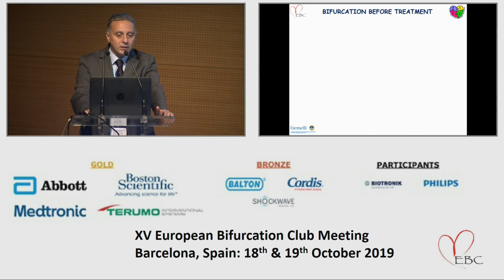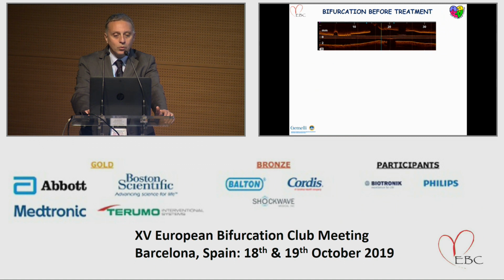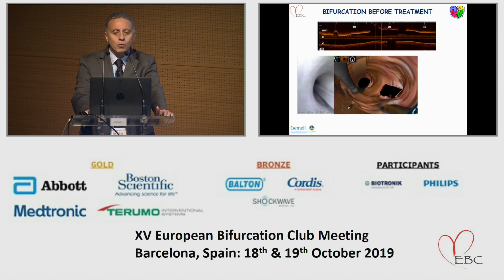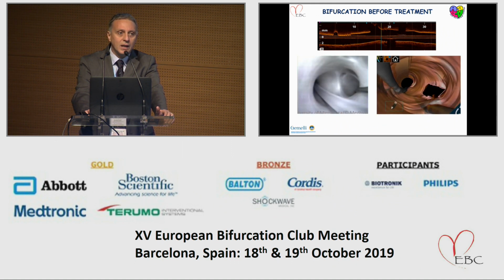Then we enter inside the bifurcation, and we perform OCT routinely. This is what we image with the OCT at the bifurcations. On the top you have the long axis reconstruction, but when you enter the latest cutting-edge 3D reconstruction of the OCT machine, you have this visualization.